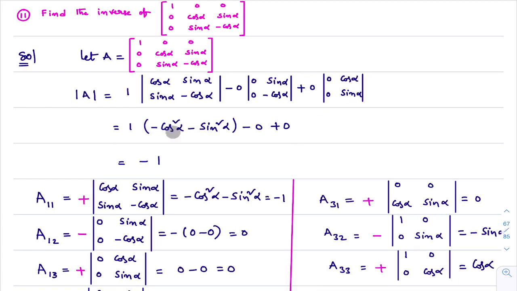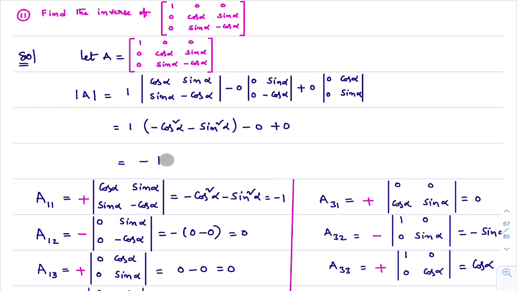Here you can take minus common, and what you get is cos square alpha plus sin square alpha, which is 1. I hope you are understanding, right? This is the given matrix A. I calculated det A and got the determinant of A as minus 1. You remember that when det A is 0, then A inverse does not exist because of the formula. Here det A is not equal to 0, that's why A inverse exists. If det A equals 0, then A inverse does not exist.